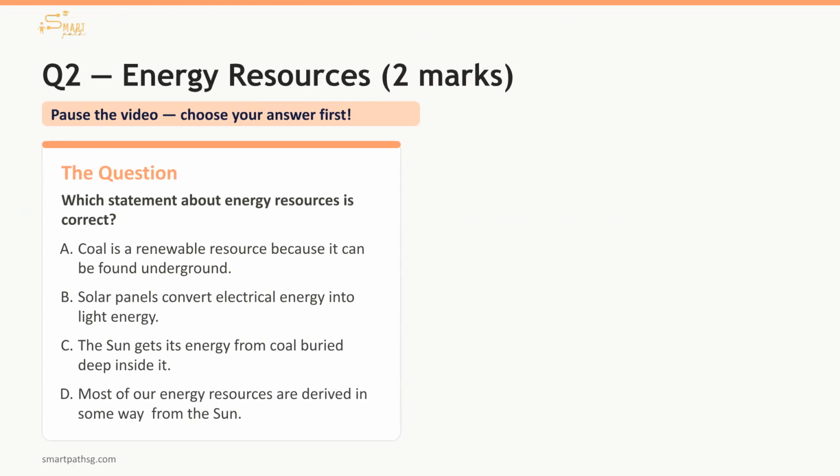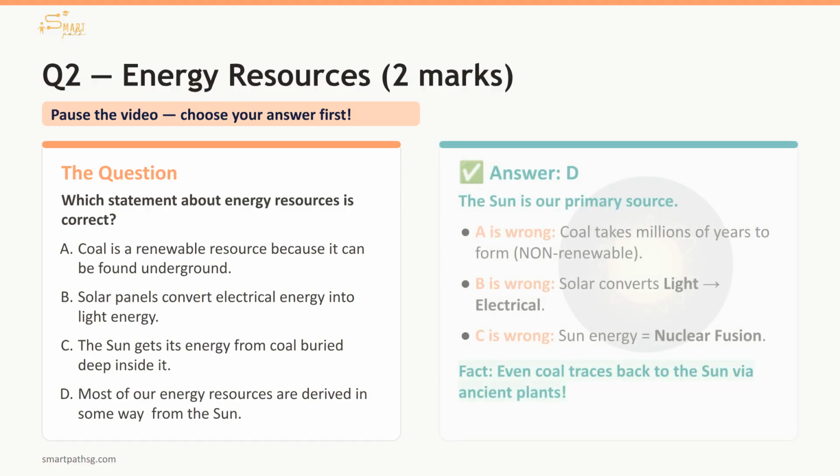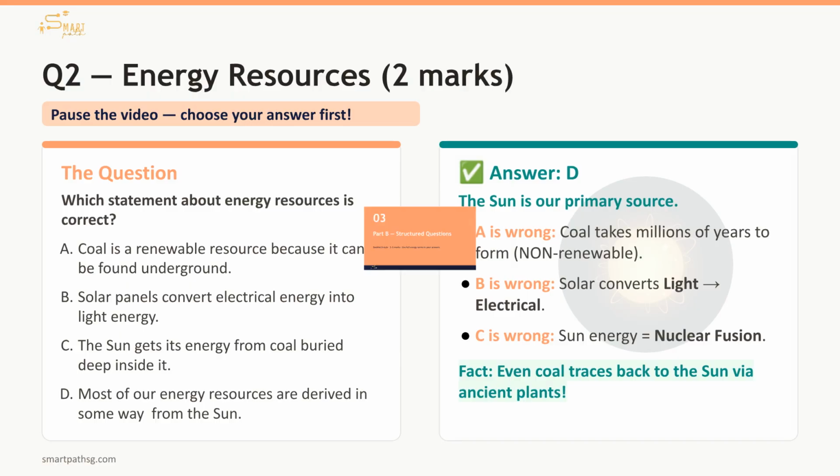Question 2. Which statement about energy resources is correct? Pause the video and choose your answer. The answer is D. Most energy resources are derived from the sun, making it our primary source. Remember that coal is non-renewable, solar panels convert light to electrical energy, and the sun's energy comes from nuclear fusion.